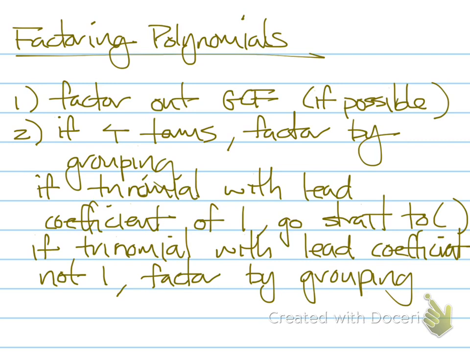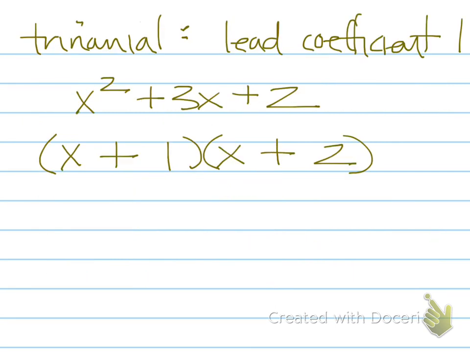If it's a trinomial with a lead coefficient of 1, you want to go ahead and just go straight to the 2 sets of parentheses and factor it that way. If the lead coefficient is something other than 1, then you want to factor by grouping. If the lead coefficient is just 1 in a trinomial, you're just going to factor as follows.